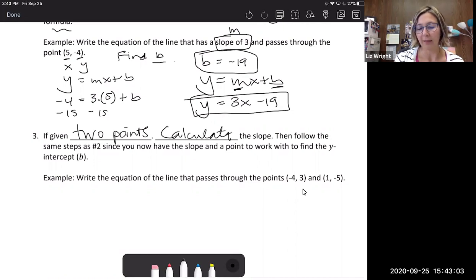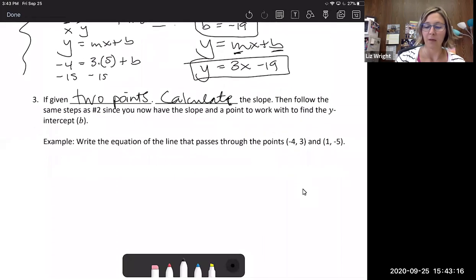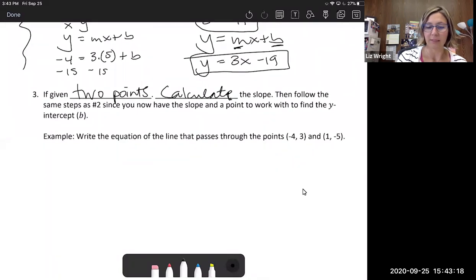So we're going to calculate the slope, and then we're going to follow the same steps as we did up here in order to find b. And then we are going to put it all back together into our y equals mx plus b formula. So again, this time we're given the 2 ordered pairs that are on the graph of my line. First, I'm going to have to calculate the slope. So it says, write the equation of the line that passes through the points (-4, 3) and (1, -5). So first, in this scenario, we have to find slope.